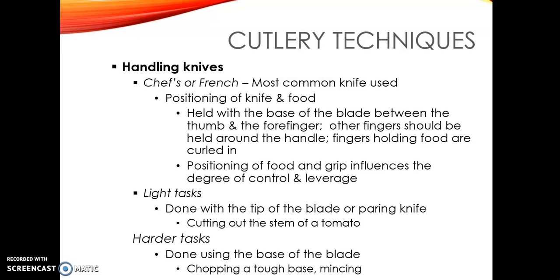Positioning of your food and grip influences the degree and control of leverage. So for light tasks such as cutting the stem off a tomato, working with cherry tomatoes, or de-stringing some celery, you're going to use the tip of the blade, or you're going to use a paring knife, which is a smaller knife. For harder tasks such as cutting down a squash or cutting the base off a carrot, you're going to use the back end of the knife. So anything that's going to take some leverage. And you're also going to use the back end of the knife for mincing.